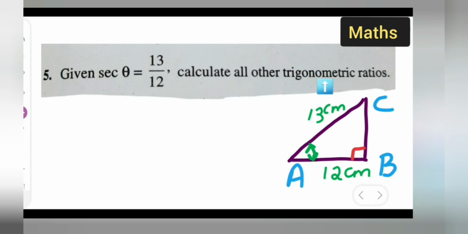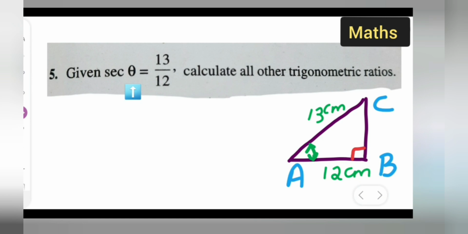Okay, so what is given? 13 upon 12 is given. What is the formula for the sec? It is nothing but hypotenuse upon adjacent side, right? So which is your hypotenuse? That is your AC, because this is the theta over here. This particular part is theta. So sec theta is just hypotenuse upon adjacent of theta, which is AB. So AB is 12 and this is your hypotenuse, that is AC.